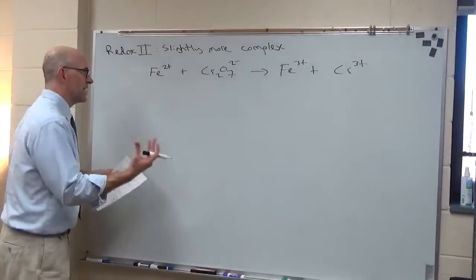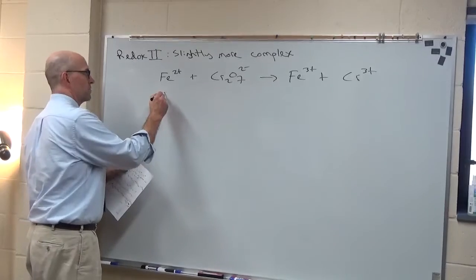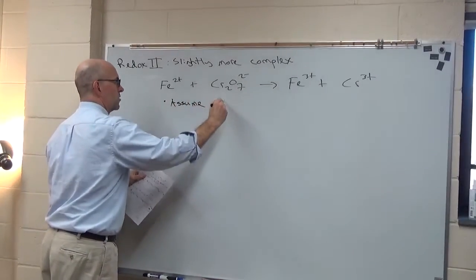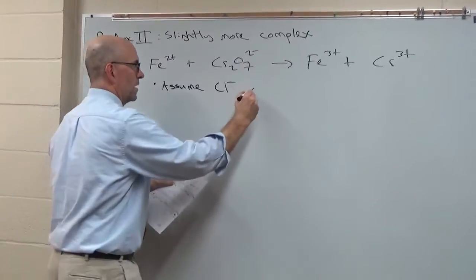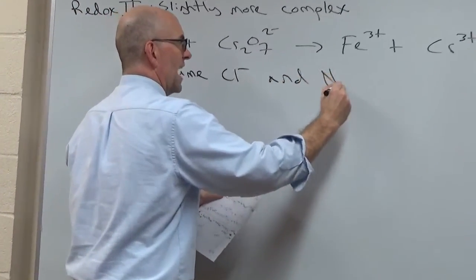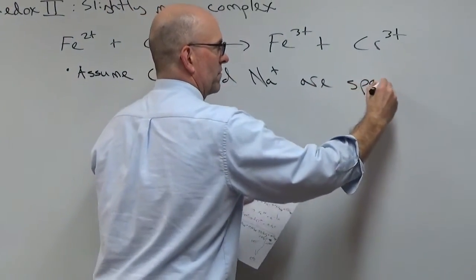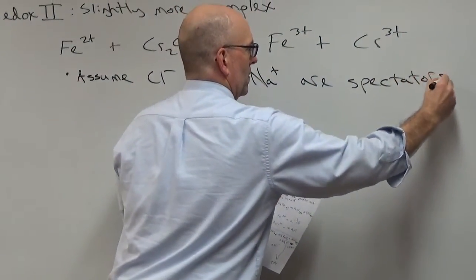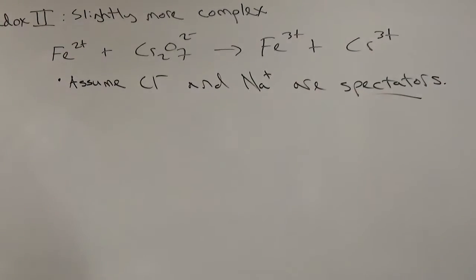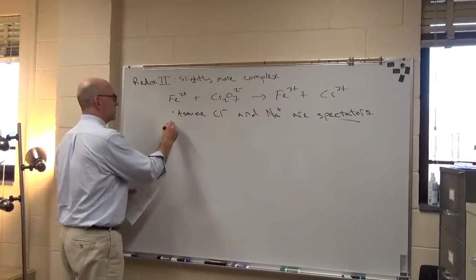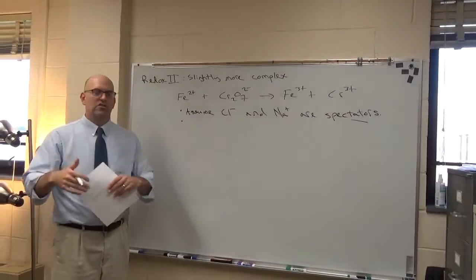So just for the sake of argument, I'm just going to make a couple of assumptions. So assume that chloride and sodium cations are your spectators. Okay, you know all about spectators in the metathesis lab that you already did, so I'm not going to bother going through that. Also, we just kind of always throw out there, assume it's in acid.